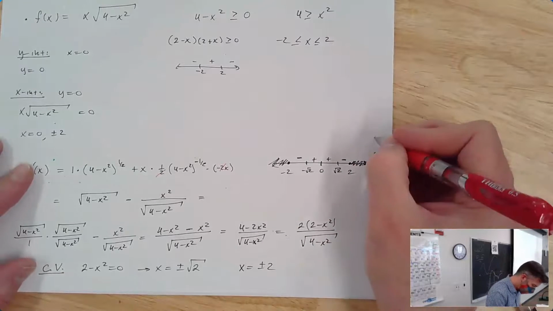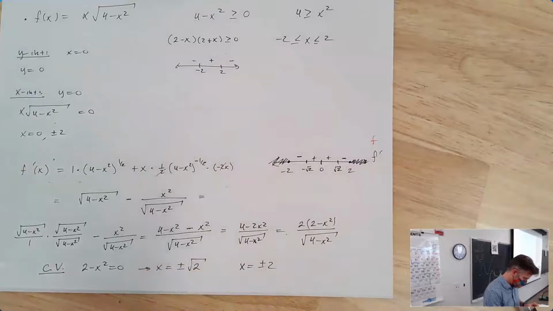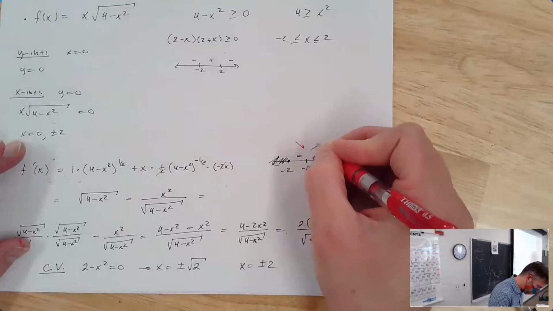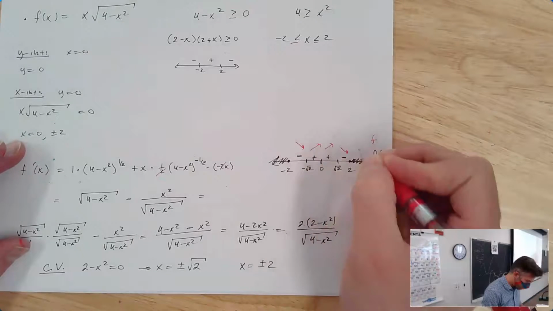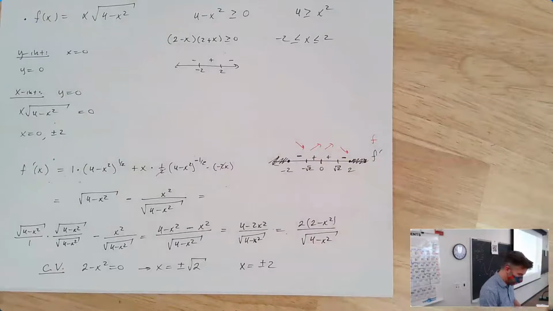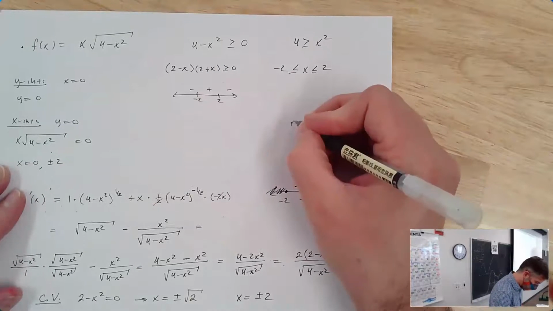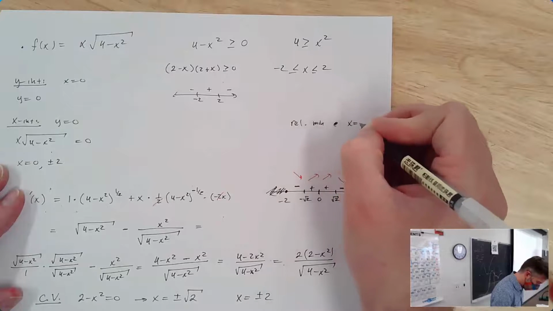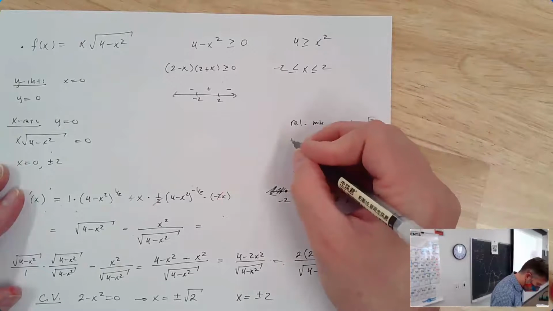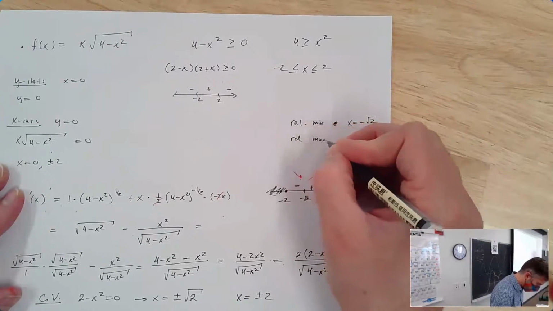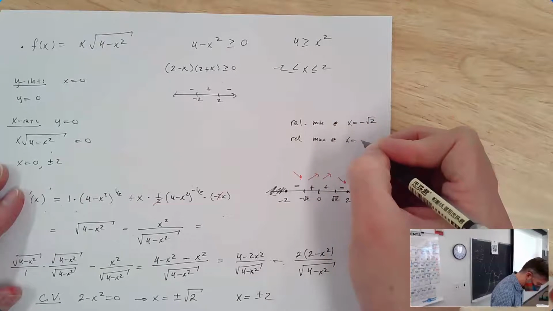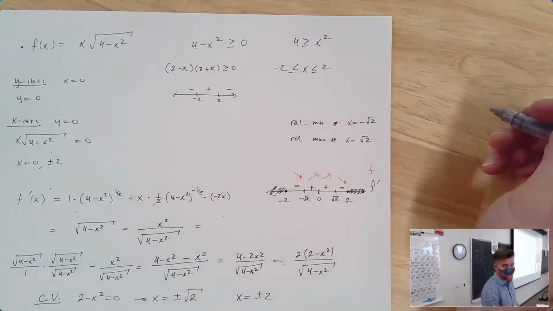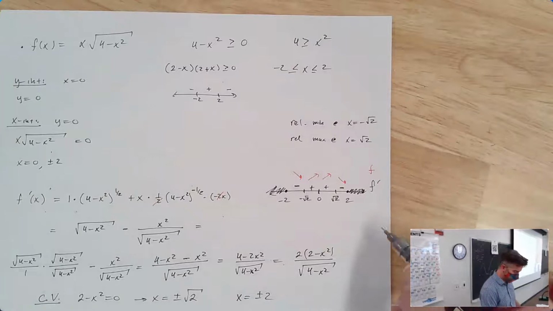So my function is decreasing, increasing, increasing, decreasing. So we're expecting to have a relative minimum at x equal to negative root 2 and the relative maximum at x equal to positive root 2. And you could find the associated y values if you needed to.